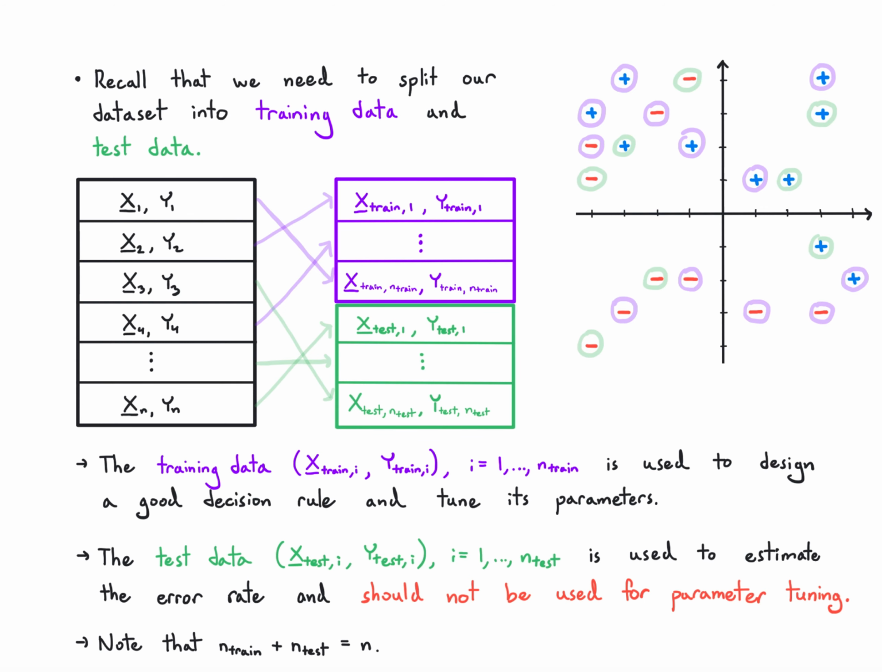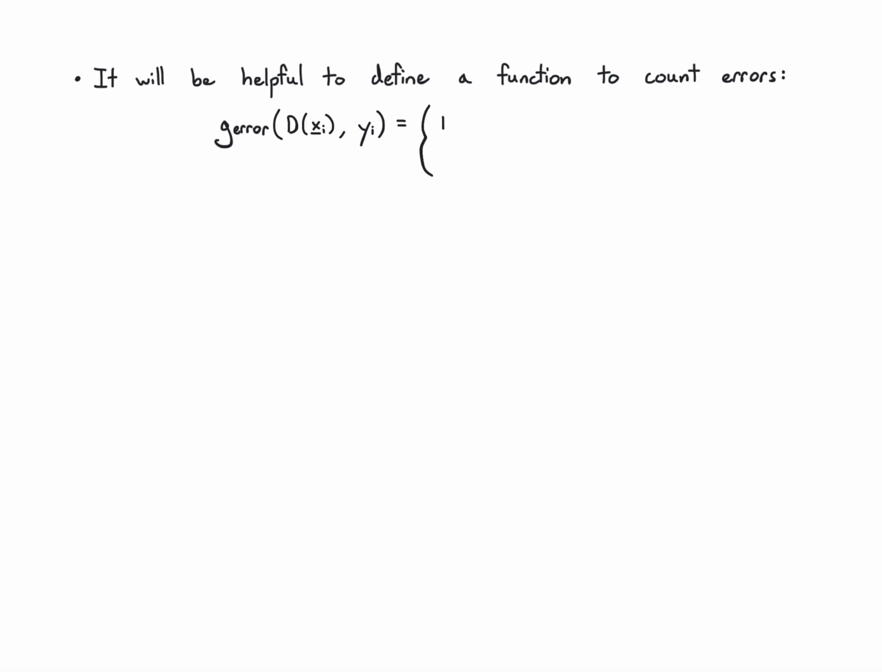Okay, it's going to be helpful for our purposes to develop a function, and that is going to count errors for us. Now, if you're more familiar with probability, maybe you've seen this idea of an indicator function. That would work perfectly well here, but we're not introducing that concept in this course, so I'm not going to use it here. I'm just introducing a custom function. So my custom function is g error. It takes in my decision and my true label, and it says 1 if they're not the same. So that means there's an error, and 0 if they are the same. So if they aren't the same, that means the input was misclassified. If they are the same, that means it was correctly classified.